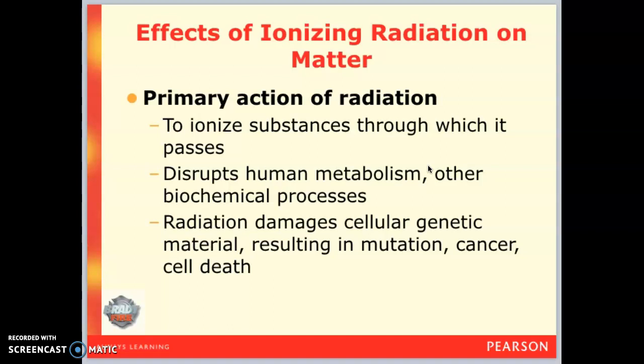It can simply die. It can impact certain body systems like metabolism or similar biochemical processes. It could also damage your genetic material. And in damaging the genetic material, again, the cells could die, they could mutate, they could start rapid reproduction and other kinds of effects similar to cancer. And so that's the primary action of radiation.